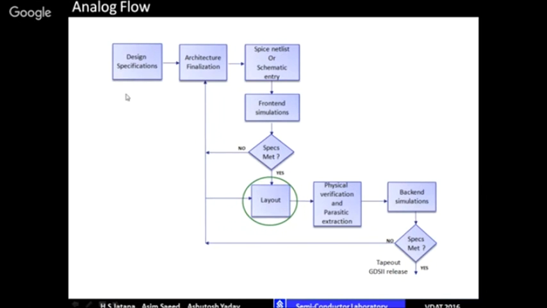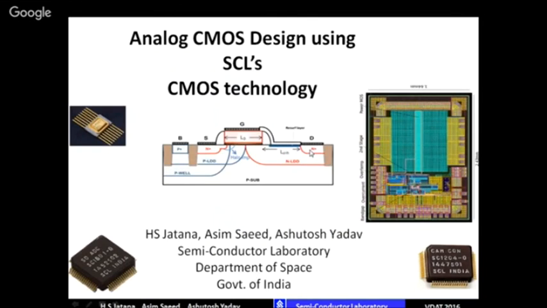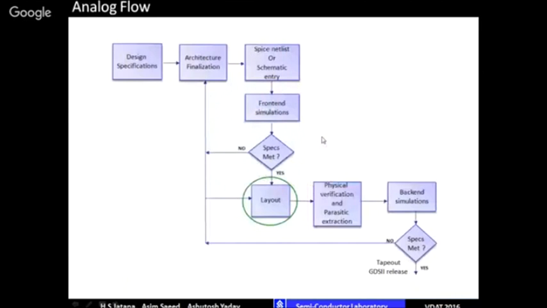Now this is the design flow. So we start with the design specifications that are given, then finalize the architecture, and then do the schematic entry and complete the circuit. And if the specifications are met at the front end level, at the circuit level, then we go for the physical implementation. Physical implementation is how the devices or the various elements will be fabricated, how they will look physically, which is also known as the layout.